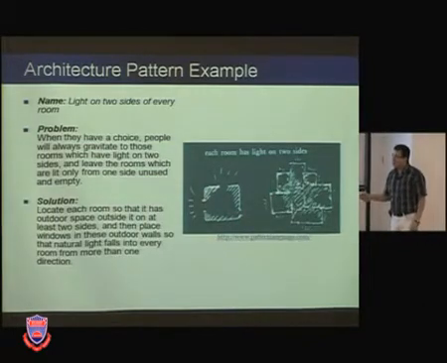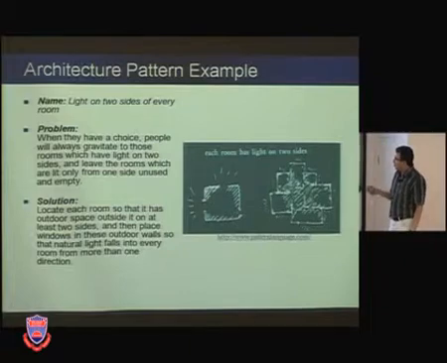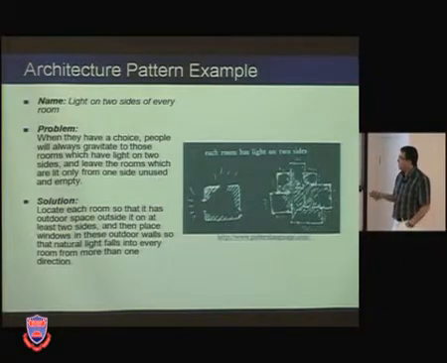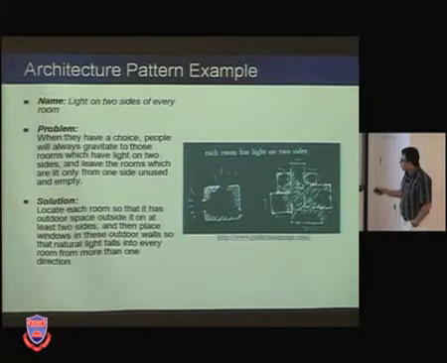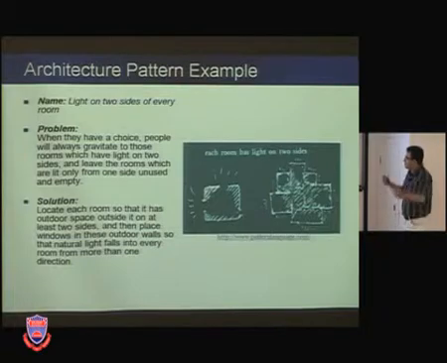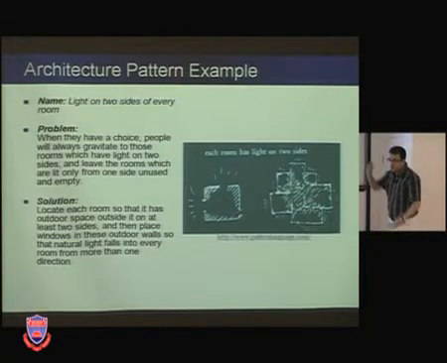If that's the case, if you define a building, if you plan the rooms, the structure of the rooms, locate each room so that it has outdoor space outside it on at least 2 sides, and then place windows in these outdoor walls so that natural light falls into every room from more than one direction. So this is the case. Here the idea is to locate each room so that in each room you see 2 lights.